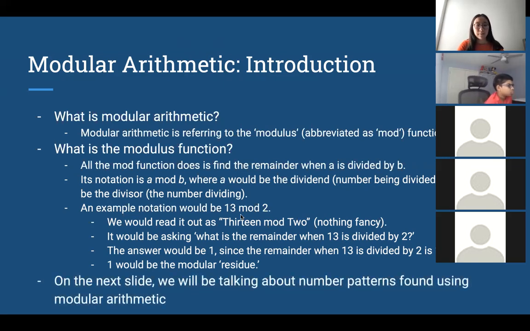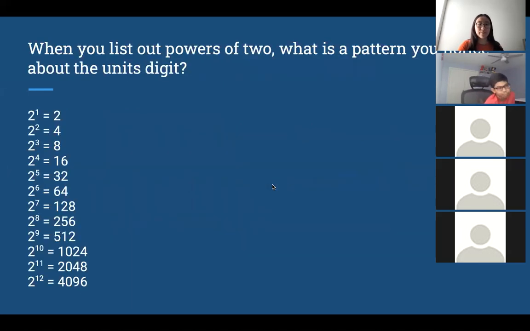And now we're going to be talking about some number patterns you can find in modular arithmetic, which are commonly asked on the AMC test. So first we're going to list out the powers of 2 here. And do any of you guys notice a pattern in the units digit? Just look at the units digit. Do you guys see a pattern here?